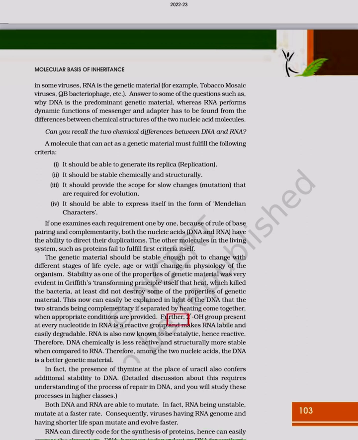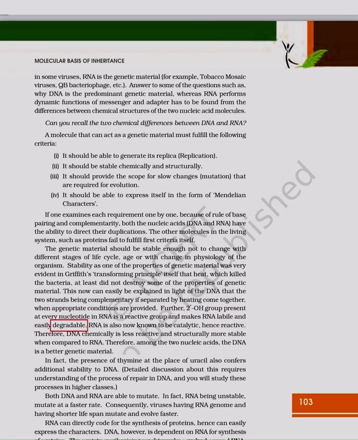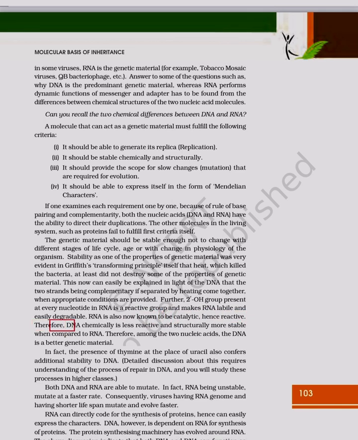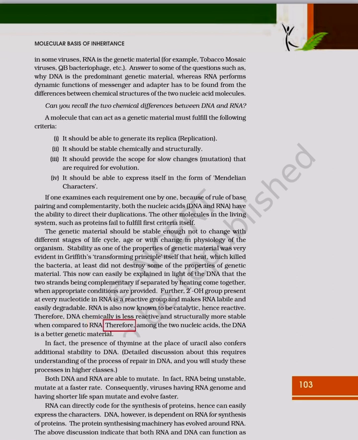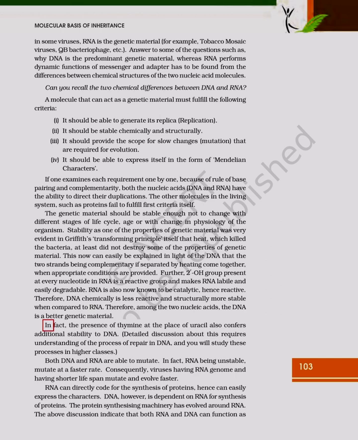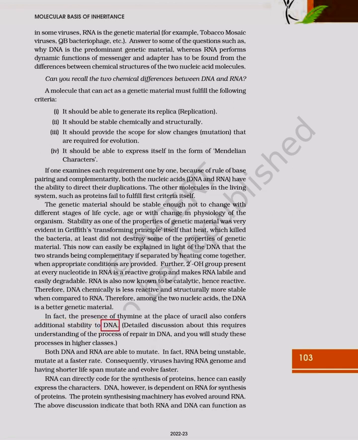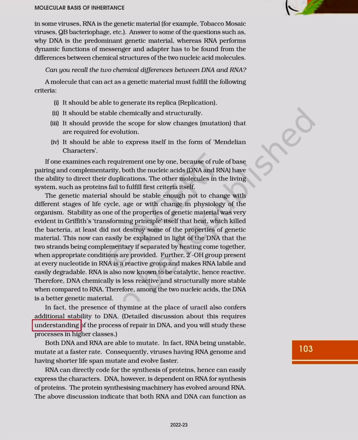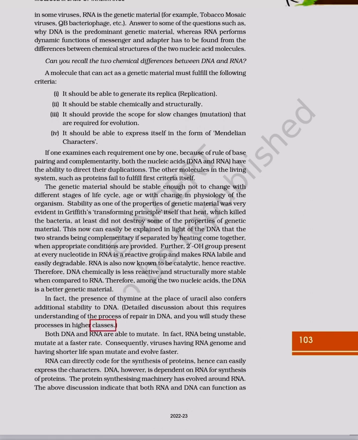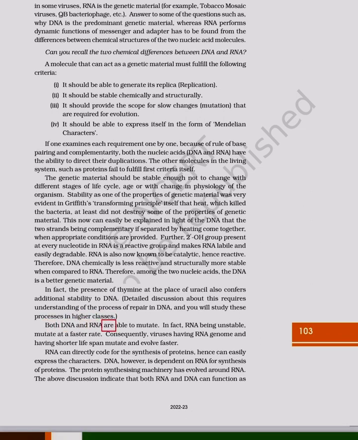Further, the 2'-OH group present at every nucleotide in RNA is a reactive group and makes RNA labile and easily degradable. RNA is also now known to be catalytic, hence reactive. Therefore, DNA chemically is less reactive and structurally more stable when compared to RNA. Therefore, among the two nucleic acids, the DNA is a better genetic material. In fact, the presence of thymine at the place of uracil also confers additional stability to DNA. Detailed discussion about this requires understanding of the process of repair in DNA, and you will study these processes in higher classes. Both DNA and RNA are able to mutate.